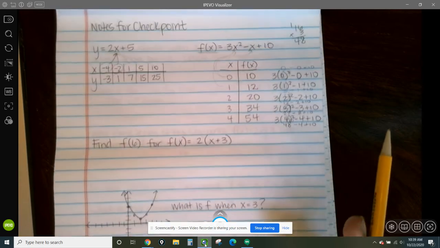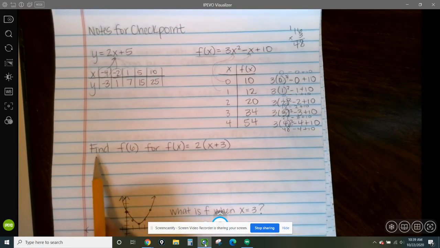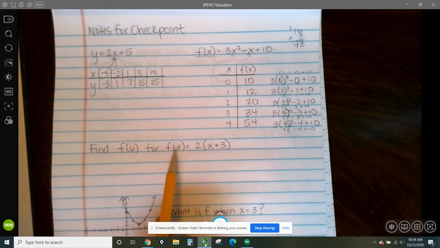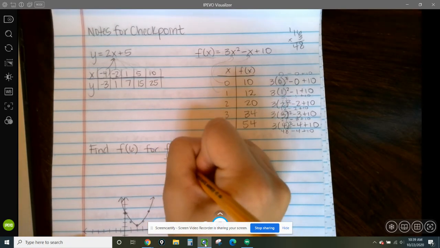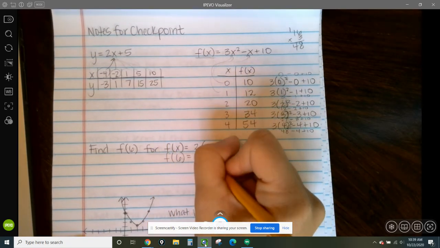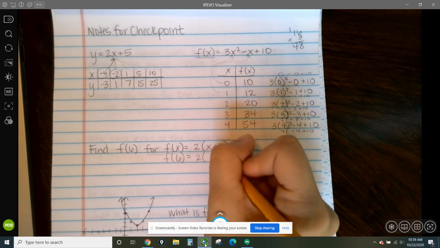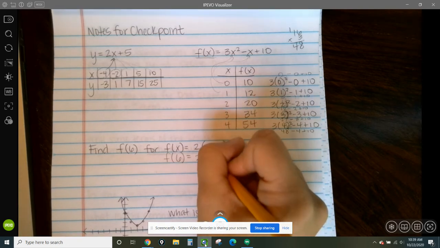Okay. All right. What if they ask you it like this? Find f of 6 for f of x equals 2 parentheses x plus 3. Okay, so I need to plug in 6 for x. So this is how I show my work. F of 6 equals 2, and I'm replacing x with 6 now because I'm trying to find f of 6.